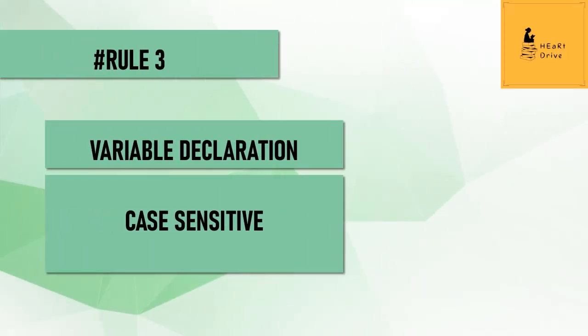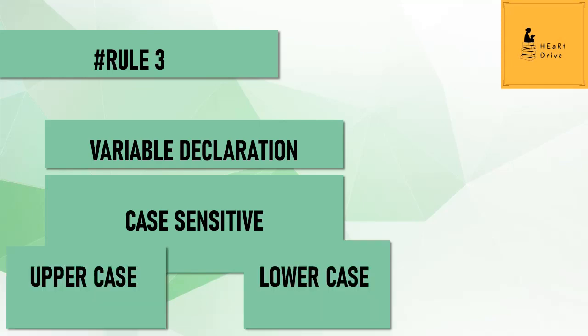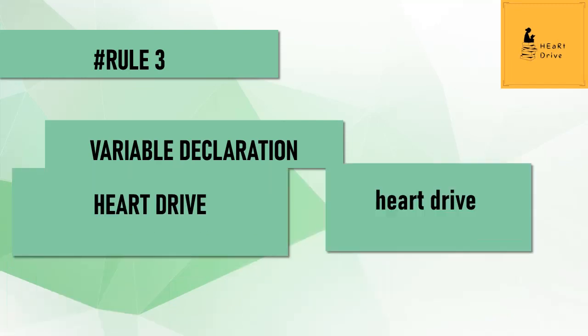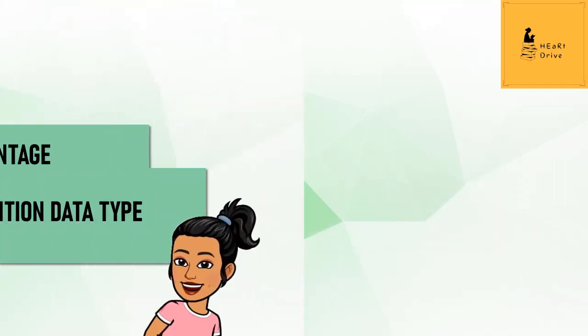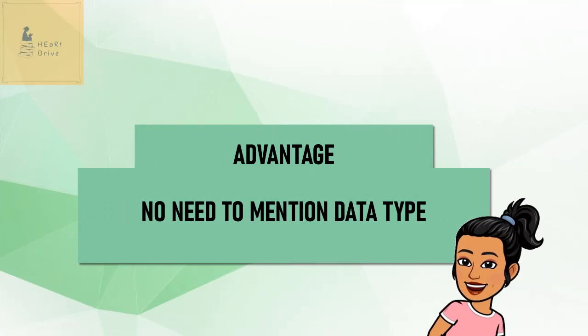Rule 3. Variable names are case sensitive, which means for PHP, capital A and small a are two different variables. These two are different variables because this variable is of capital letters and this is of small letters. Since PHP is case sensitive, these are different for PHP. The main advantage of PHP is you don't have to mention the data type keyword while declaring a variable.